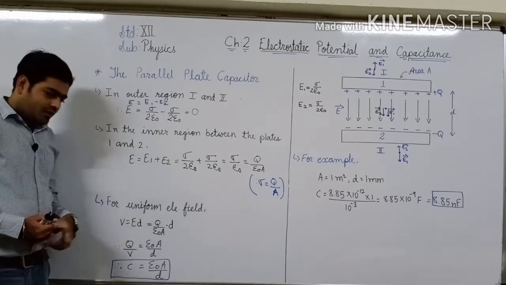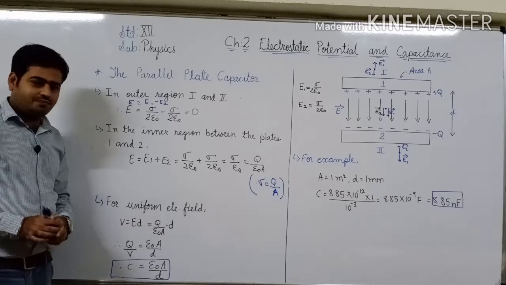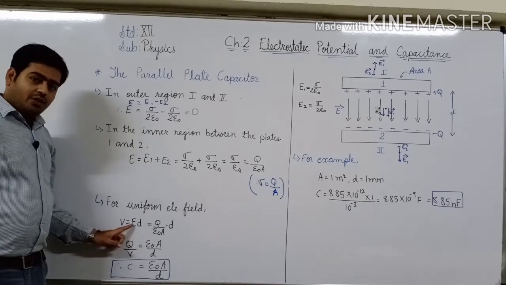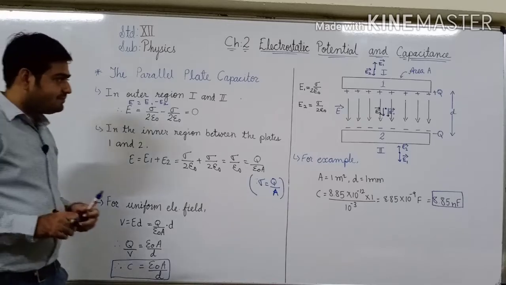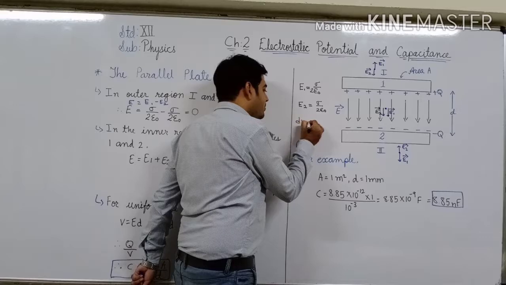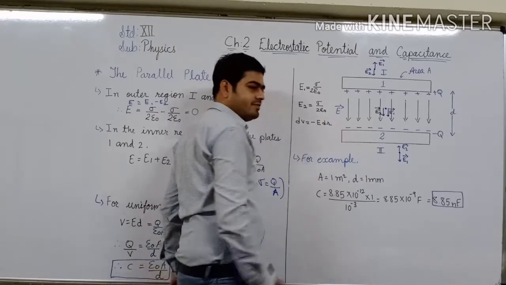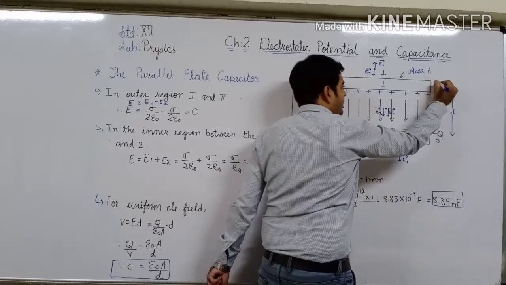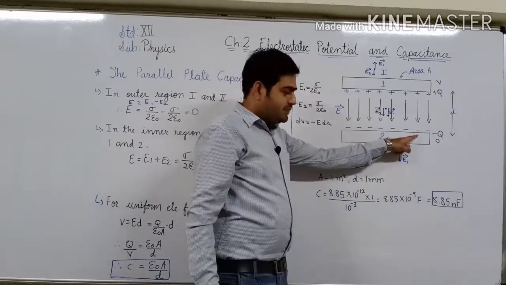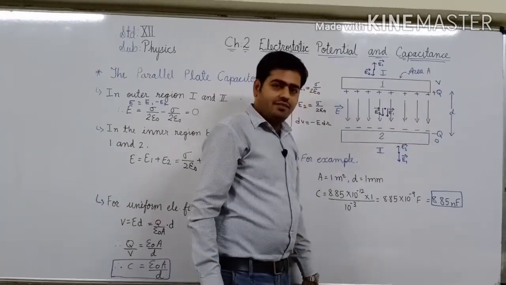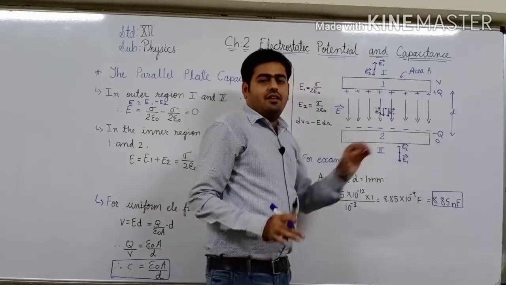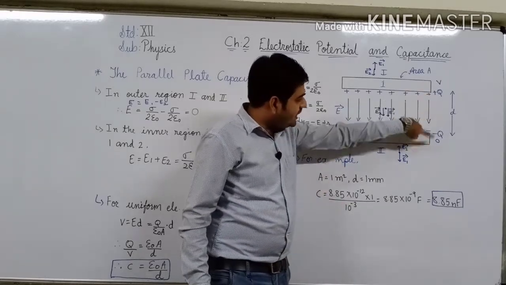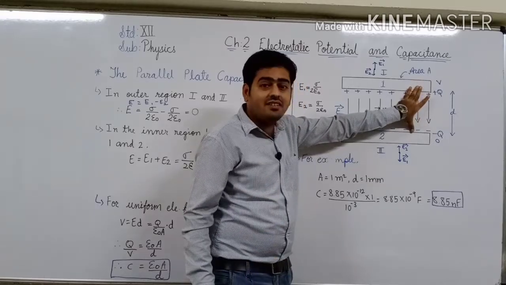For a uniform electric field, potential V is equal to E into D. Here we can write the potential difference between the two plates of the capacitor, V, is equal to electric field into the separation between the two plates. How? We know the formula dV is equal to minus E dr. Let me take potential on the second plate as 0, and on the first plate I am taking potential V. Potential is not important, change in potential is important. Potential is not defined, change in potential is defined. So the potential difference between the two plates of the capacitor we have considered as V.